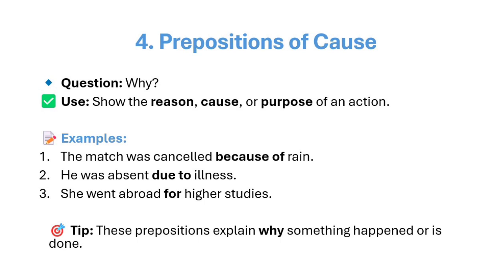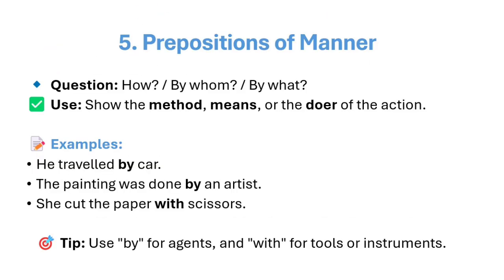Now let's see the last type of preposition. Prepositions of manner. So these prepositions answer how, by whom, and by what. Now see the use of this preposition. These prepositions show the method, means, or the doer of the action. Doer means the subject who performs the action in a sentence. Okay, now see the examples. He traveled by car. If you ask a question using how to this sentence, what answer will you get? By car. So here by is the preposition of manner.